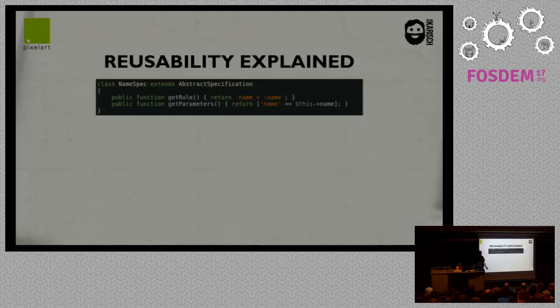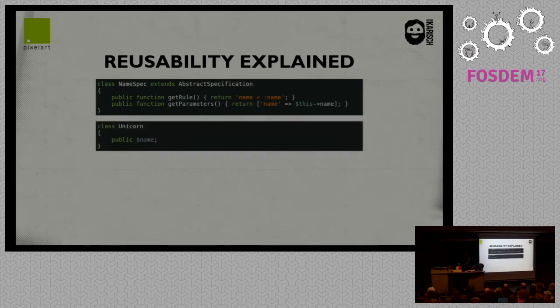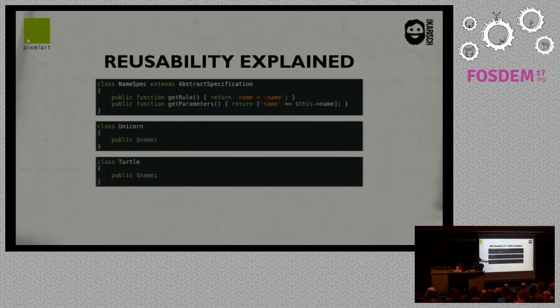As seen, this is our name specification. We have a get rule with name, which is of course the name, and return the parameter, the preview of this name. It comes from a constructor, a getter, it doesn't matter. And class unicorn has a name property, and turtle must have the same name property. Otherwise it wouldn't work. Especially on some fields like birth date or date of birth. This is really important to design your domain.